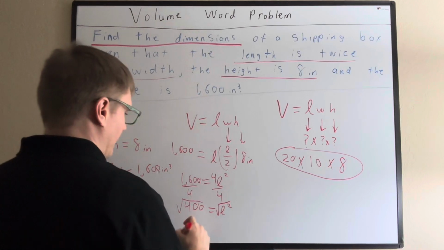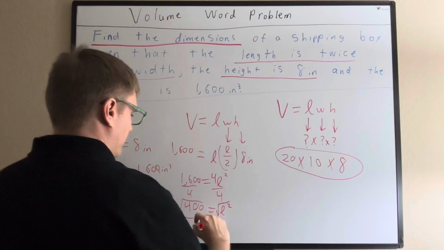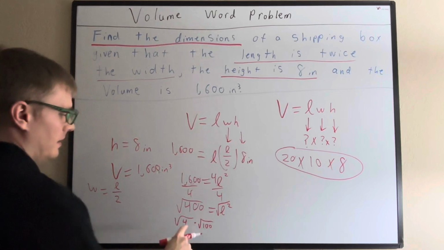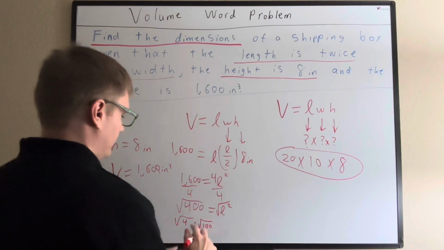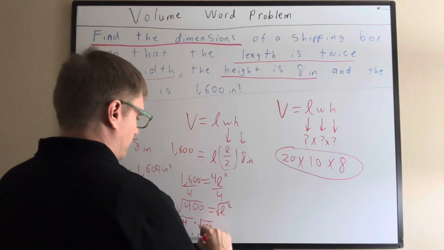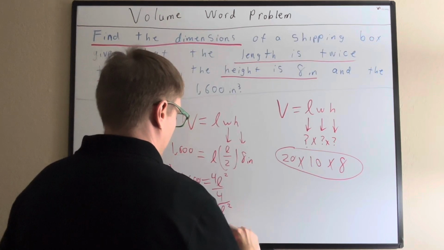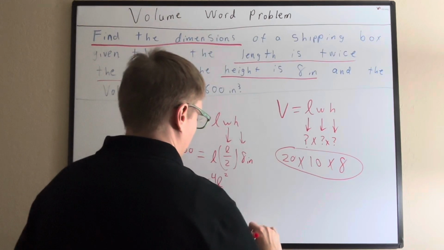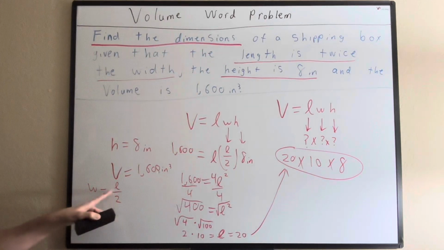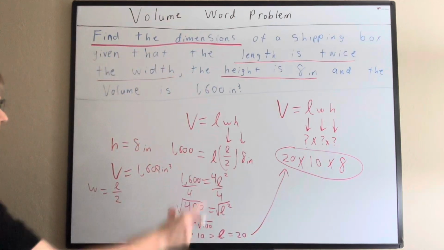Well, we know square root of 4 times the square root of 100 is square root of 400. But if we take the square root of both of those, we get 2 times square root of 100, which is 10. 2 times 10 is our length, which is 20 inches, just like it is there. We divide it by 2 to get the width. We get 10. So you could go either way.